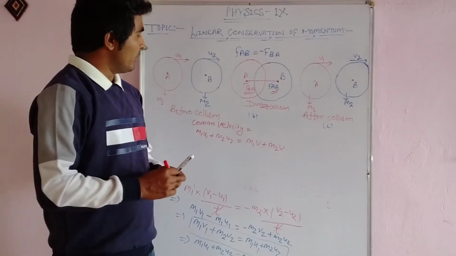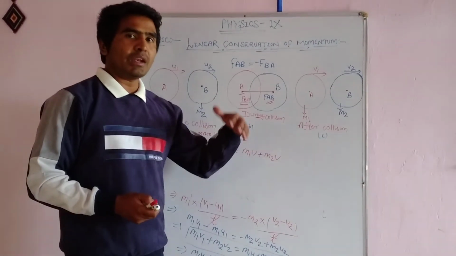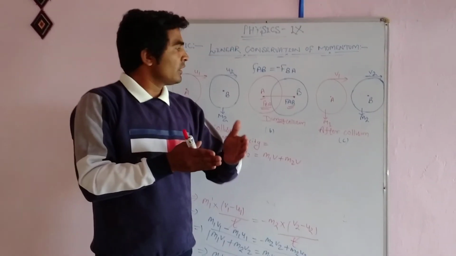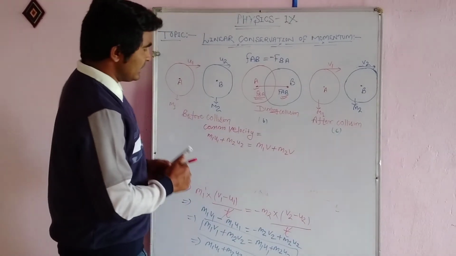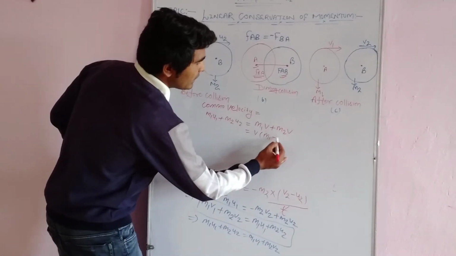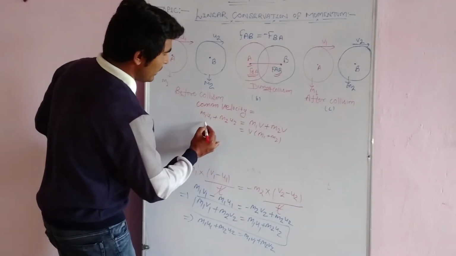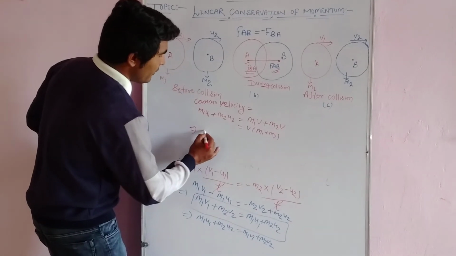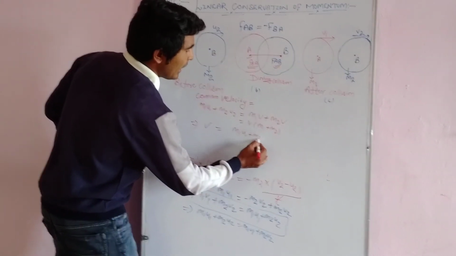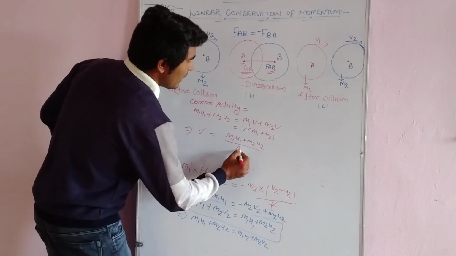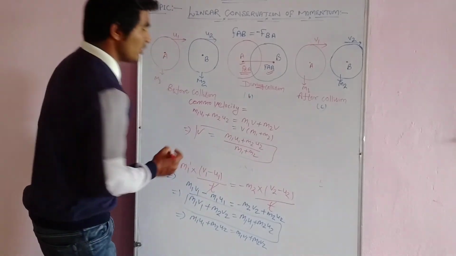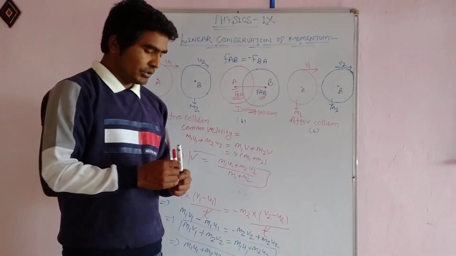To solve numericals related to common velocity, that is when any two objects collide with each other and after collision they travel together, the common velocity v is common, so m1 plus m2. To calculate common velocity we can write v is equal to m1 u1 plus m2 u2 whole upon m1 plus m2. This is the formula of common velocity in the case of linear conservation of momentum.